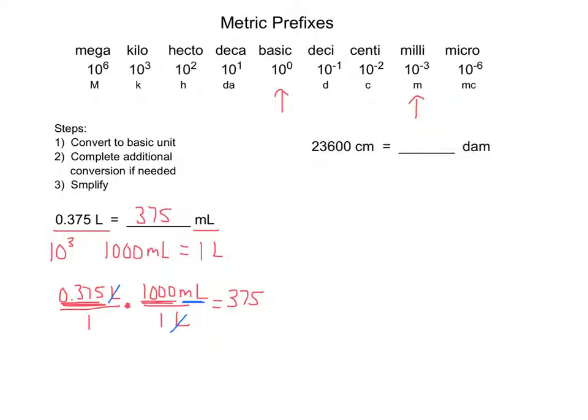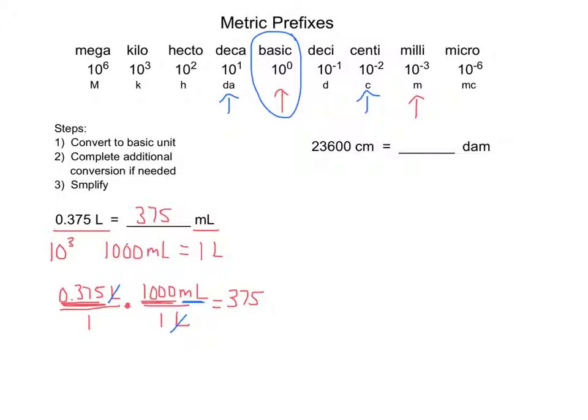Okay, so let's take a look at this example. I have 23,600 centimeters, and I want to change that to decameters. All right, so if we look at this one, you'll notice that centimeters are on this side of the basic unit. Here again is my basic unit, and my decameters are over on this side. So I'm going to need to have two conversion factors.